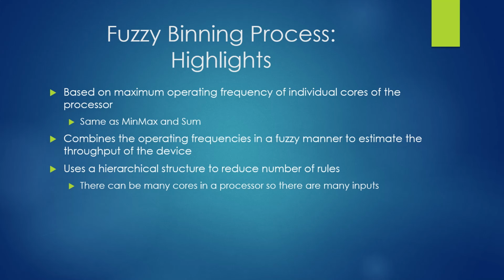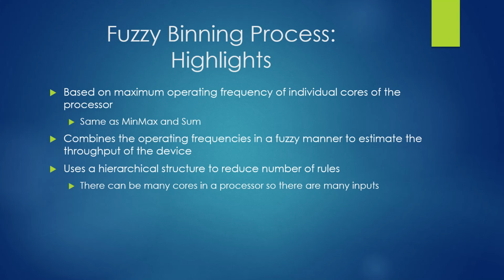So first, some highlights and an introduction to the fuzzy binning process that I had designed. It is also based on the maximum operating frequencies of each individual core in a multi-core processor. So this is the same as the min-max and the sum binning methods that I had just discussed previously. However, unlike these methods, it combines these operating frequencies in a fuzzy manner in an attempt to estimate the throughput of the device rather than combining them in a solely mathematical fashion.